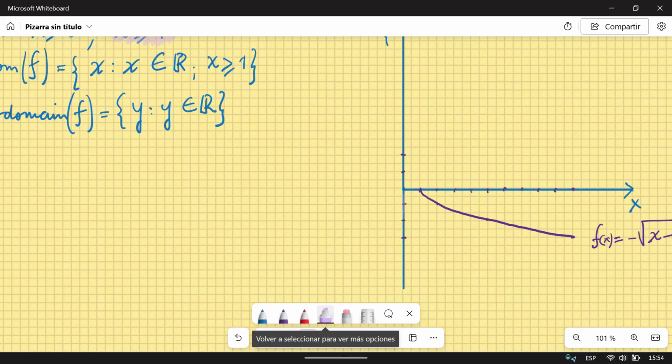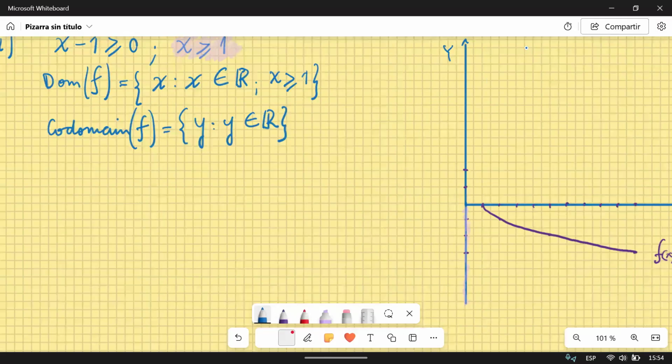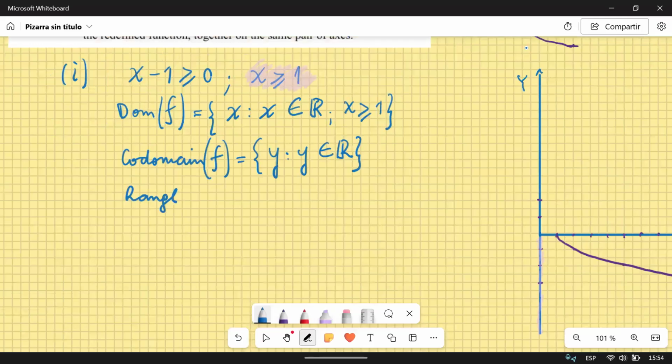So based on this graph, I can say that the image is made of 0 and negative values of y. So here I have all negative values, yes? I'm shading the part of the y-axis where I have images of the function. So the range of f is made of all y's such that y belongs to reals and y is less than or equal to 0. Clear?